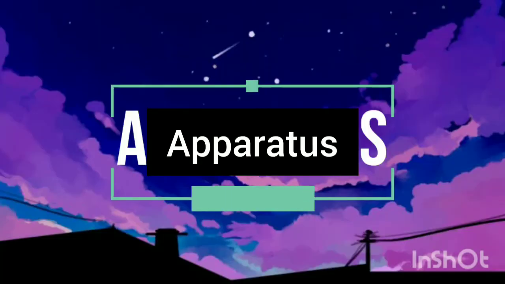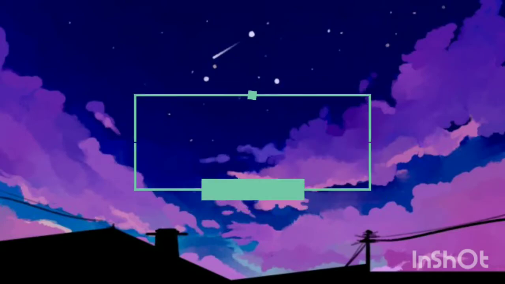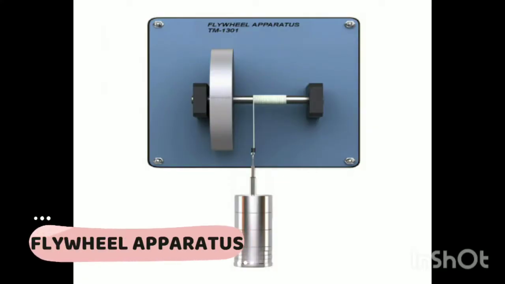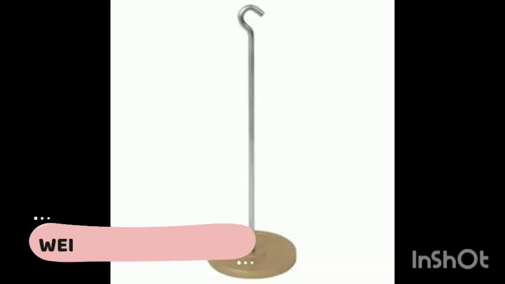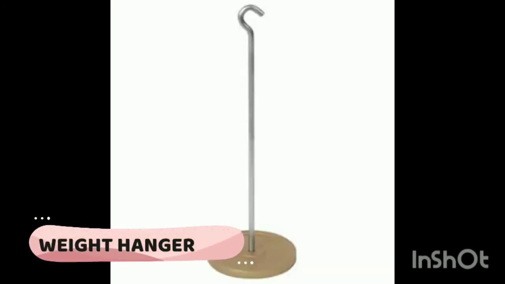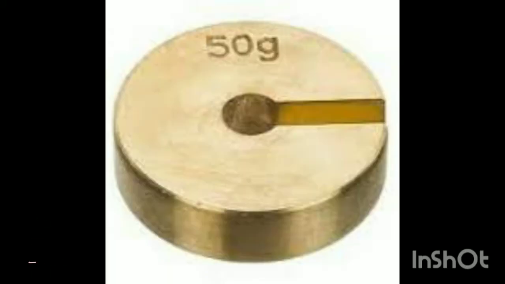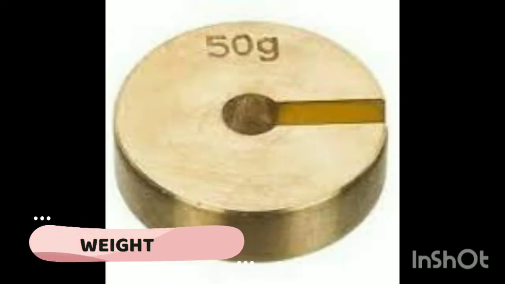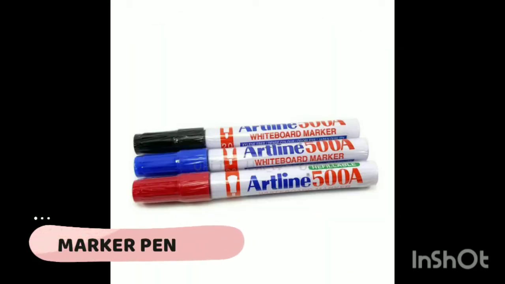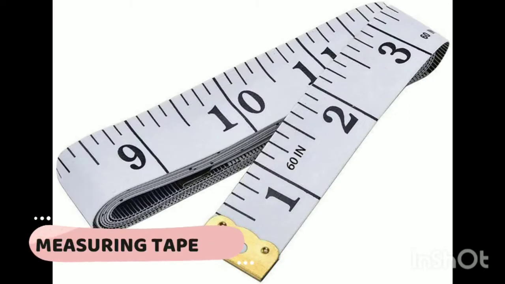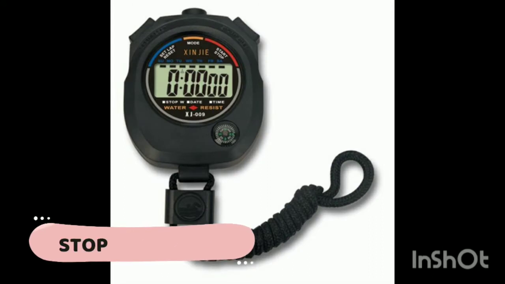The apparatus that we use in this experiment is a flywheel apparatus, weight hanger, weight, a marker, measuring tape, and lastly a stopwatch.